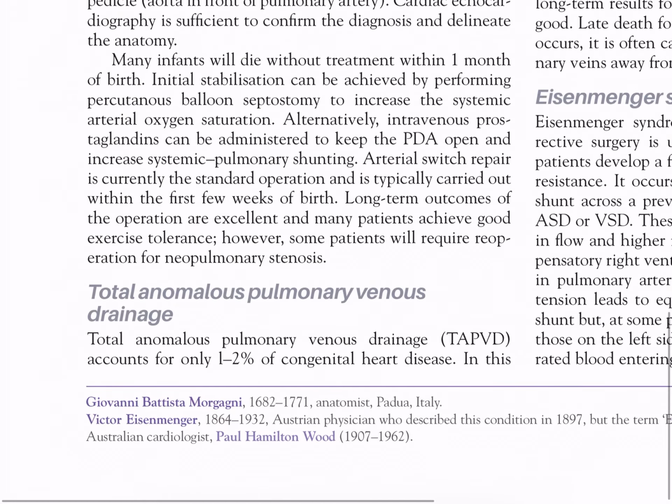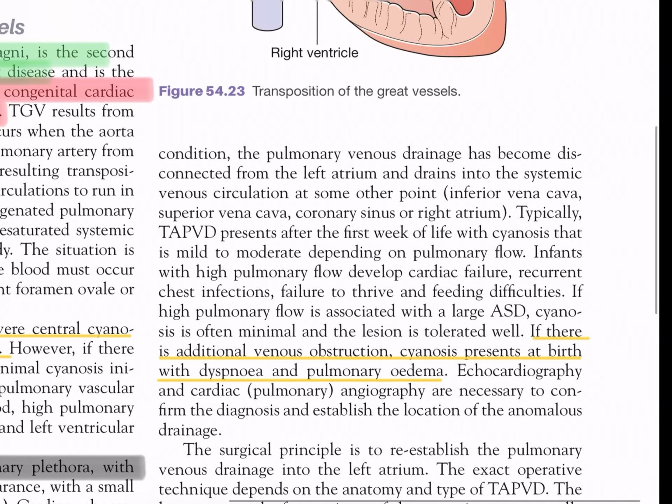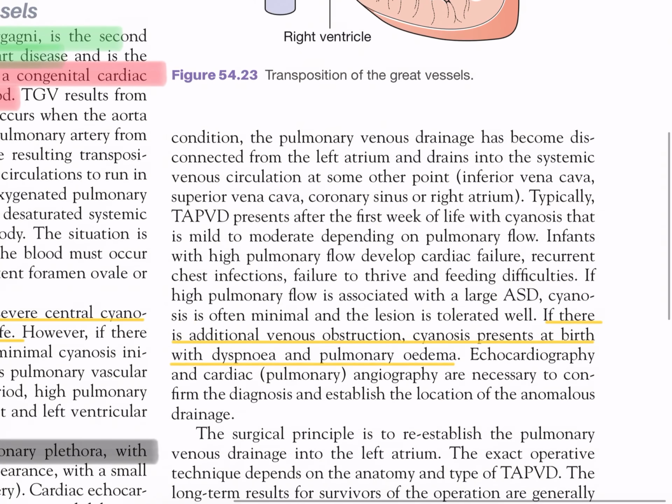Now we'll start with total anomalous pulmonary venous drainage. Total anomalous pulmonary venous drainage accounts for only 1 to 2% of congenital heart disease. In this condition, the pulmonary venous drainage has become disconnected from the left atrium and drains into the systemic venous circulation at some other point: inferior vena cava, superior vena cava, coronary sinus, or directly into the right atrium.